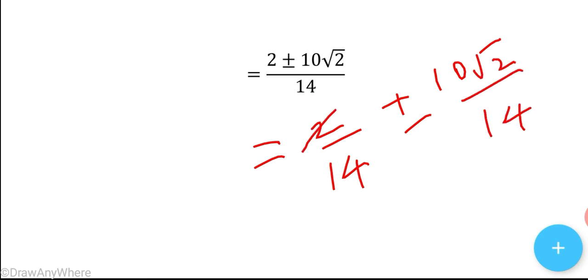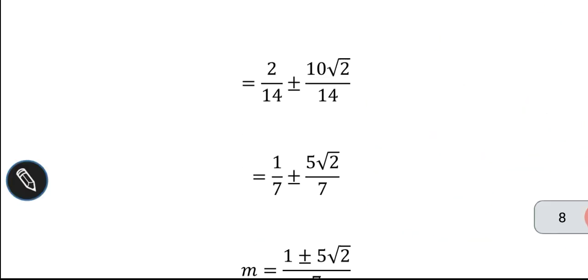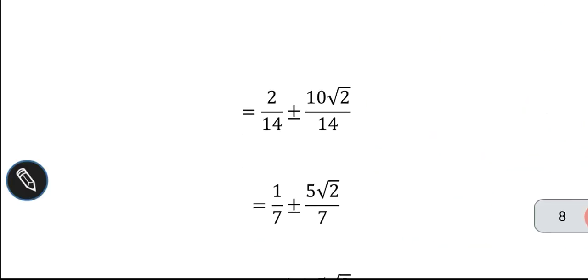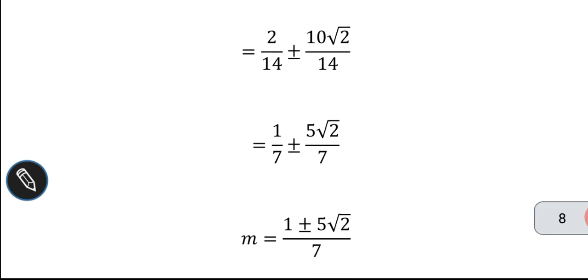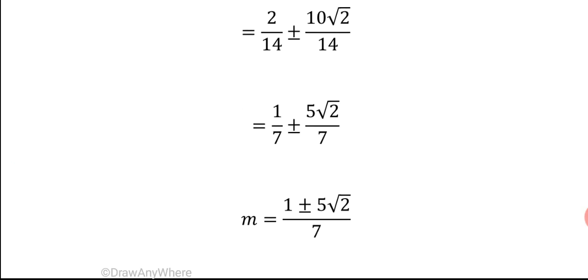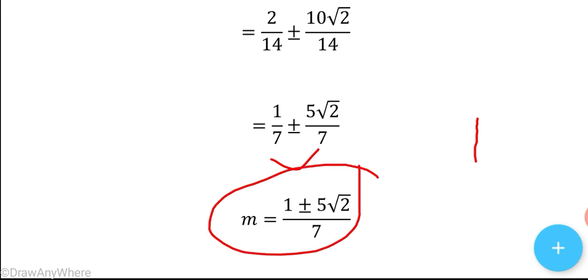Okay, 1, 7 5s are 35, no: 7 2s are 14, and 5 2s are 10. Okay, so the next step is 1 by 7 plus or minus 5 root 2 divided by 7. Okay, common denominator, so we can add the numerator. So m is equal to 1 plus or minus 5 root 2 divided by 7. Okay, so this is the required value of m for the given question.